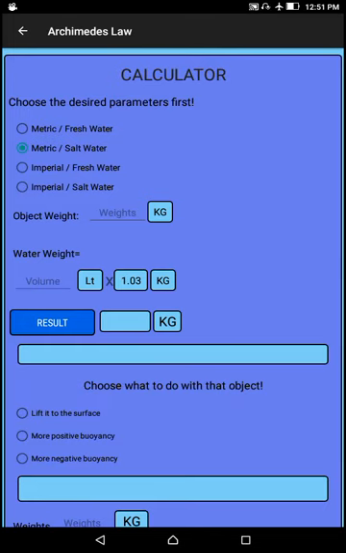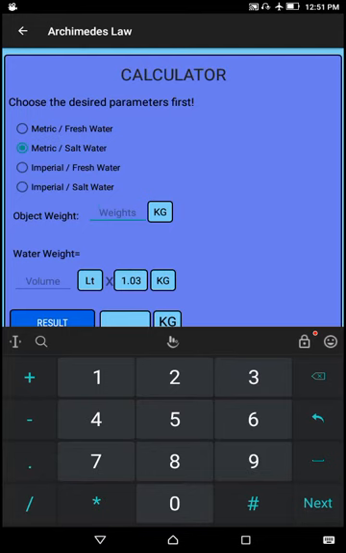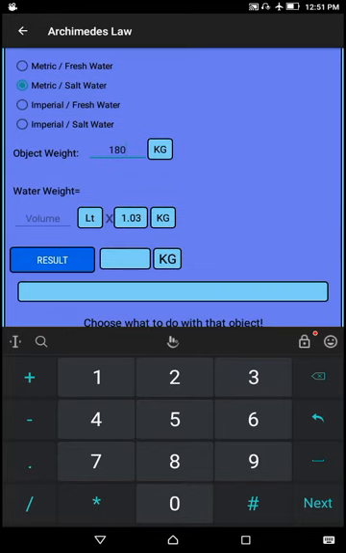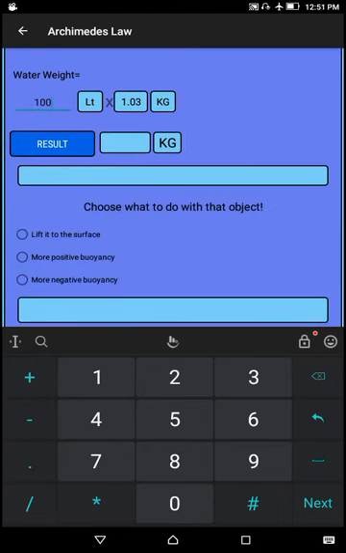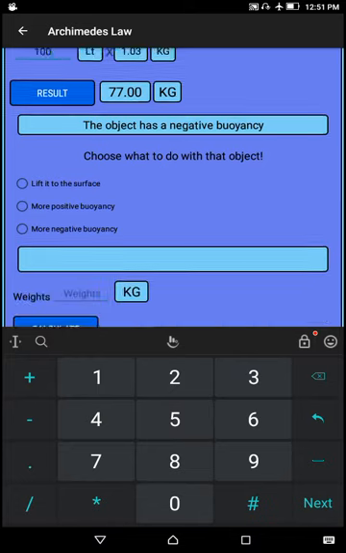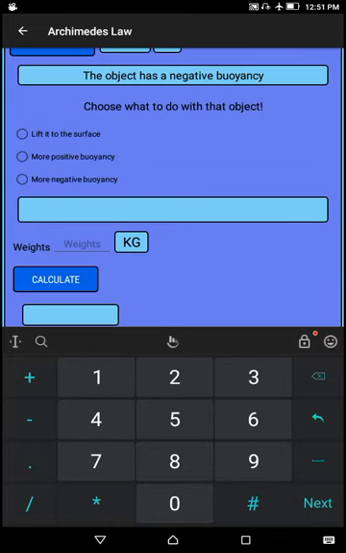After that, I know the object weight is 180 kilograms, so I type 180. Then I know that the water volume the object displaced is 100 liters. So 100 liters. After that, I want to know the result. I will click Result. So now I know that the object's buoyancy is 77 kilograms and the object has a negative buoyancy.